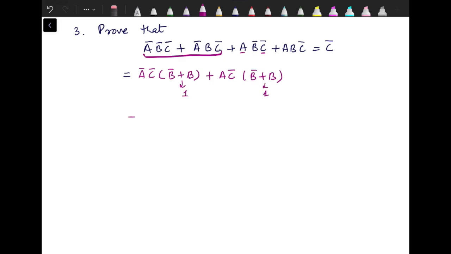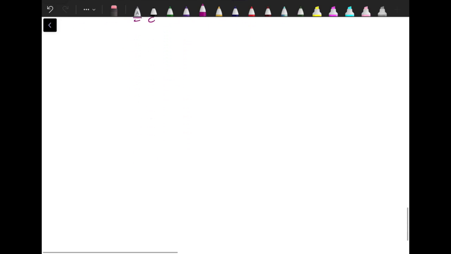This is 1. This is equal to A complement C complement plus A C complement. From here, C complement is common. A complement plus A, that is 1. So this results in C. So that is equal to the right hand side. So this one is proved.